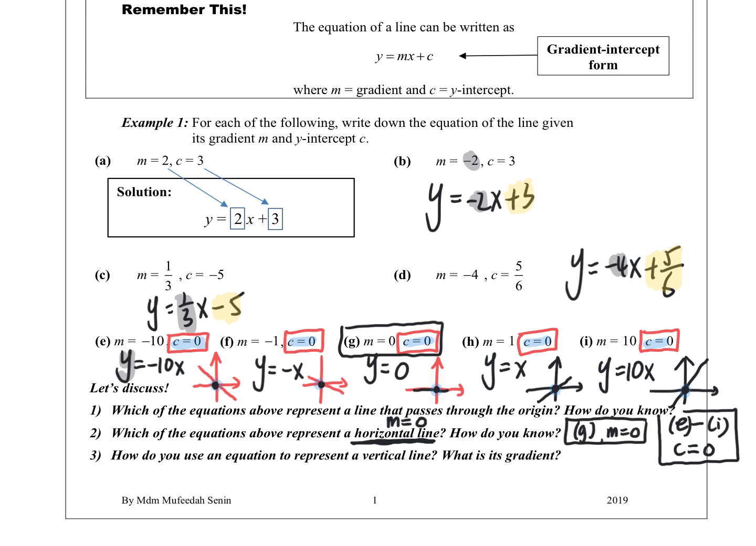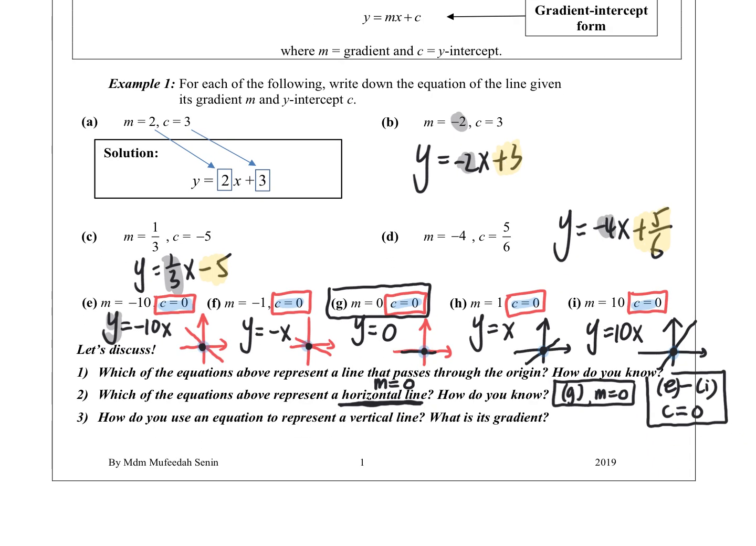Then the last thing they ask you, how do you use an equation to represent a vertical line? What is its gradient? For a vertical line, the gradient is undefined. The equation to represent a vertical line is like the line of symmetry, x equals A. This A is wherever it cuts the x-axis. Okay? So that's it.